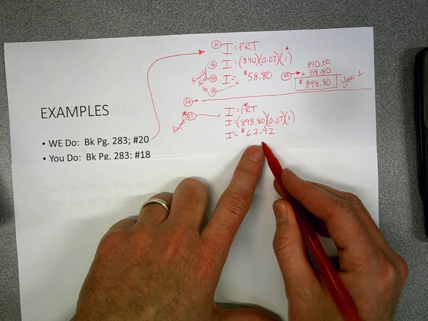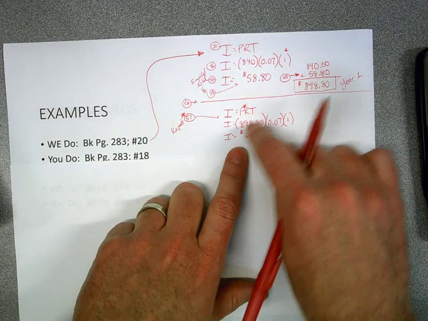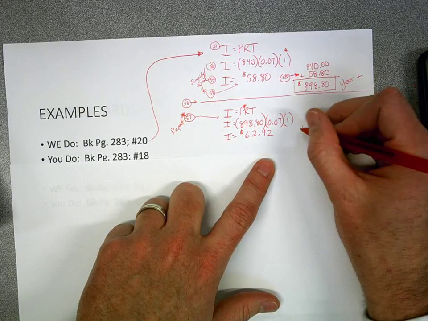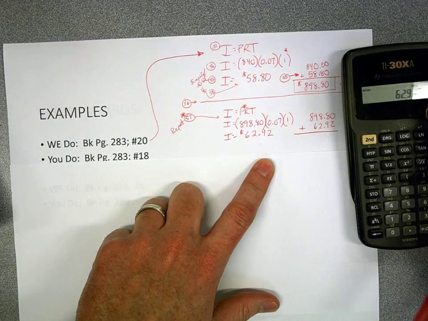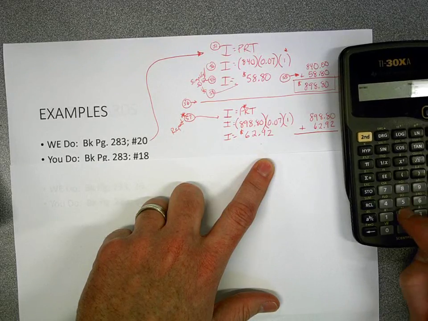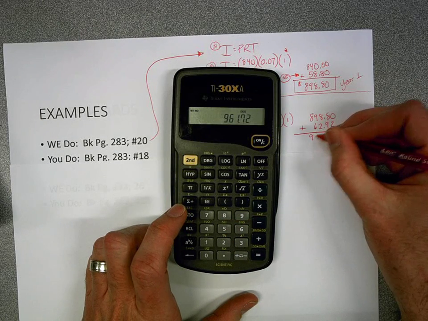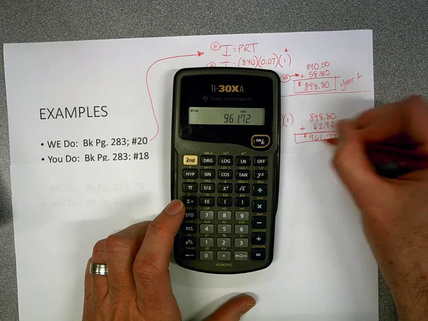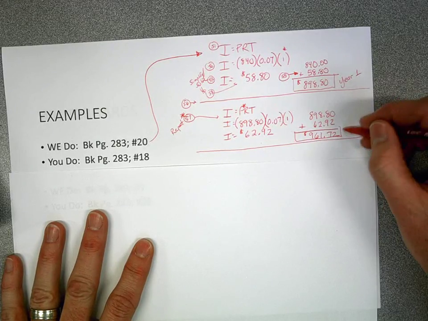We take our interest and we add it to, don't go back up to $840. This is your new principal. So we take $898.80 plus $62.92. 898.8 plus 62.92 equals $961.72. The most important step. Here we go. Line and label it. Year 2.